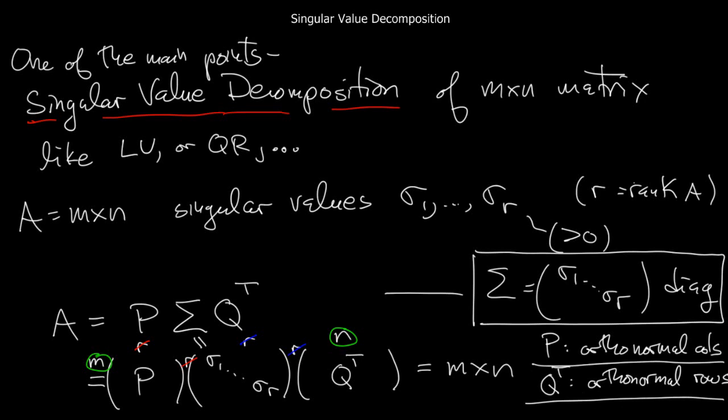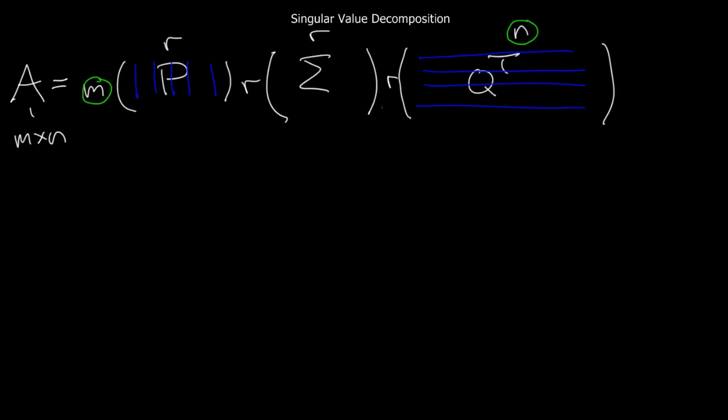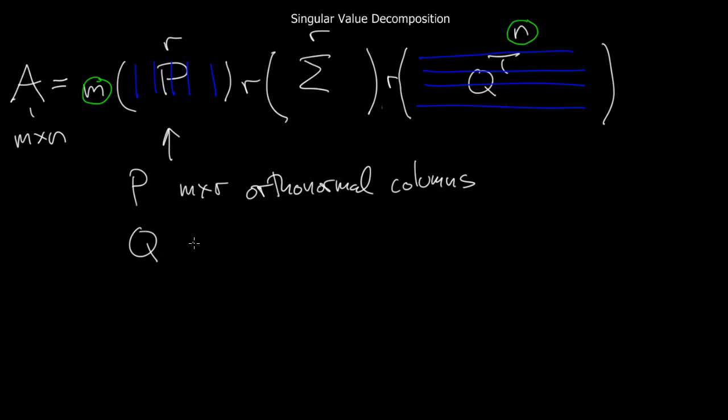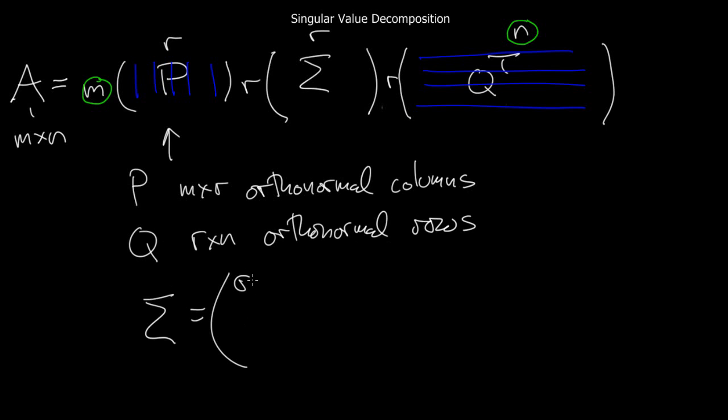So here's the picture. This P I've indicated with blue. It's an M by R matrix with orthonormal columns. Sigma is this R by R diagonal matrix, and Q transpose is this R by N matrix with orthonormal rows. I wrote Q here. I should have said Q transpose. And sigma is this diagonal matrix. So that's the singular value decomposition of this arbitrary M by N matrix A. All right, so let's look at an example.